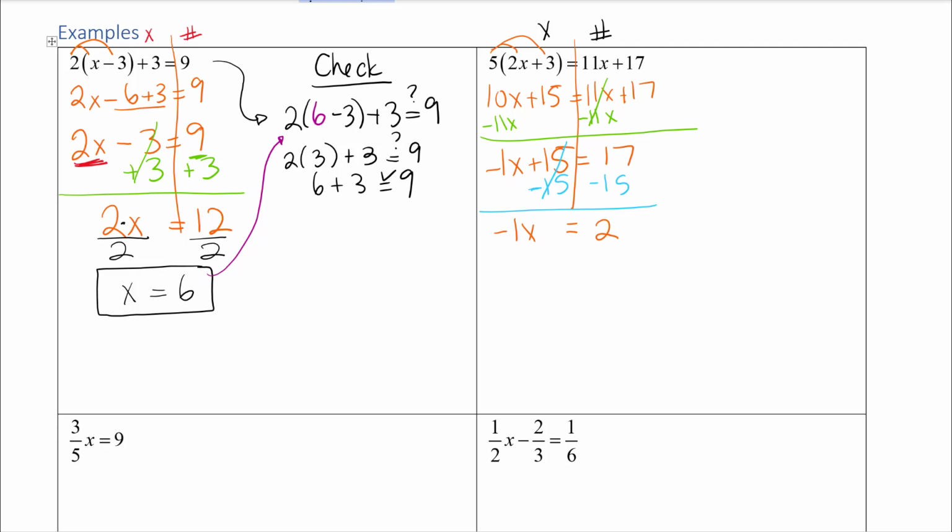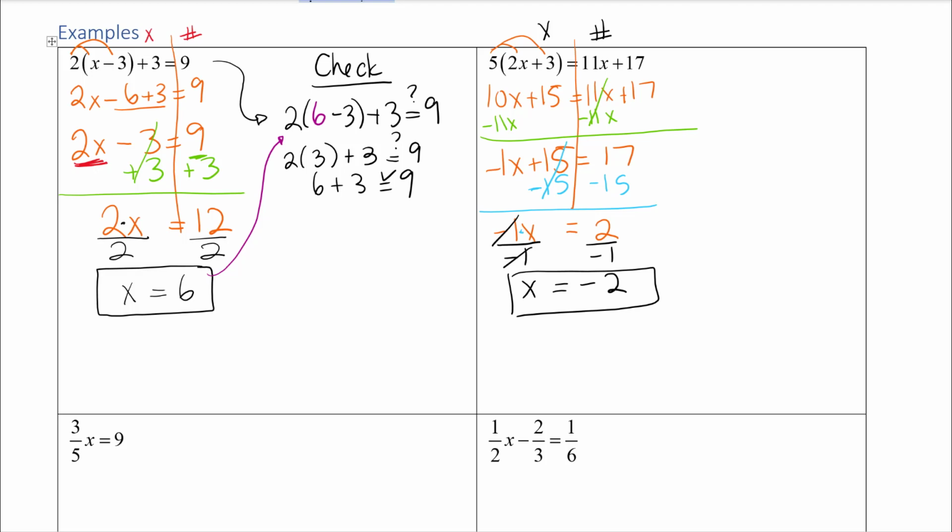So I need this negative 1x. I want that negative 1 to become just a 1. I want to get rid of that multiply. That's a multiply by x. So the opposite of multiply is divide. So I'm going to divide by negative 1, because negative 1 divided by negative 1 is 1. 2 divided by negative 1 is negative 2, and this is my answer.